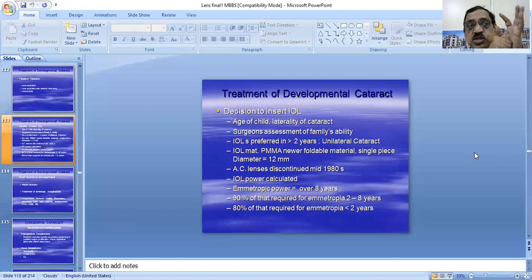And suppose if the child is more than 8 years, by which time actually the eye has completely developed, we rather try to put in an emmetropic power lens. Okay, so between 2 and 8 years, the power of the lens should be 90% of that power required for emmetropia that we will implant. And if the child is less than 2 years, 80% of that required for emmetropia, that power of the lens is what we try to implant.